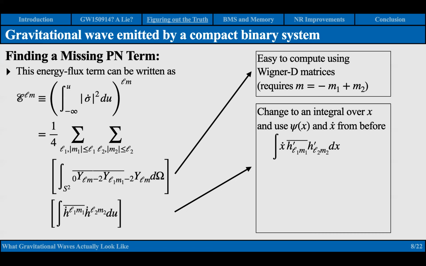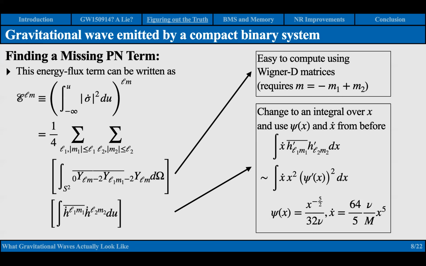The primes denote derivatives with respect to x. And so then if you plug in these h primes, the term that's going to be the leading PN contribution is when you pull down this x derivative of the phase twice. And so if we just do some counting, I'll refresh your memory about what the order of these things are. So x dot goes as x to the 5. With the x squared, it'll be x to the 7. When we take an x derivative of psi, it'll give us x to the minus 7/2. But since we have two of them, it'll be x to the minus 7. So here we had 7, here we had minus 7.